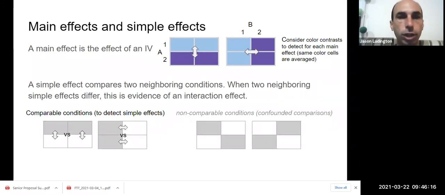That means if we have a measurement in level A1, left box, and another measurement in level A1, right box, we simply average them to get an average of level A1. We do the average for level A2 as well. So when we average these pairs of boxes, we can compare the average of level A1 to the average of level A2. Now, if there's a difference between A1 and A2, that is called a main effect.